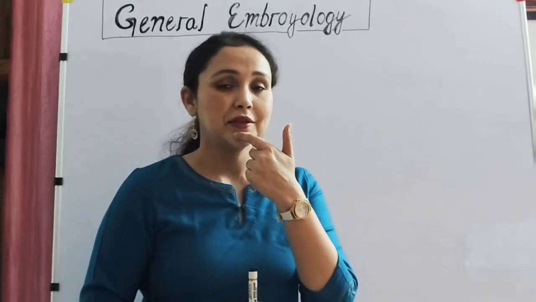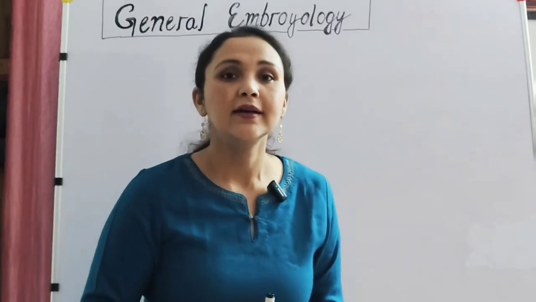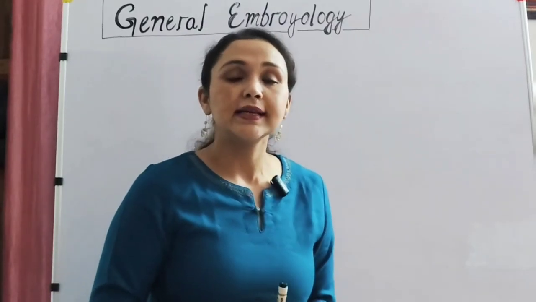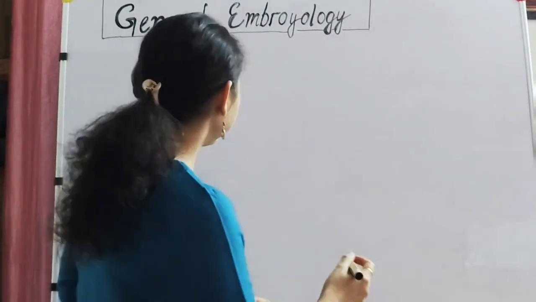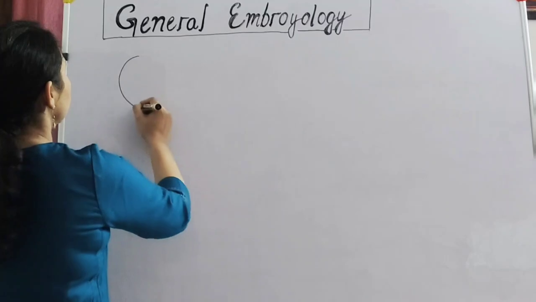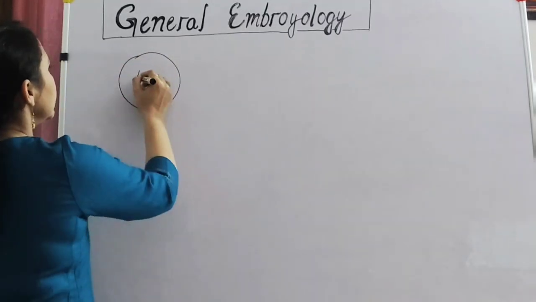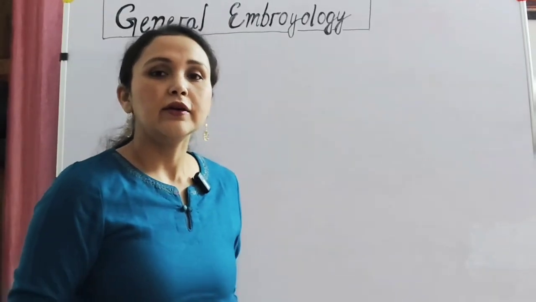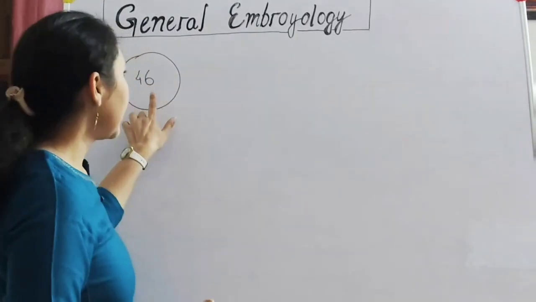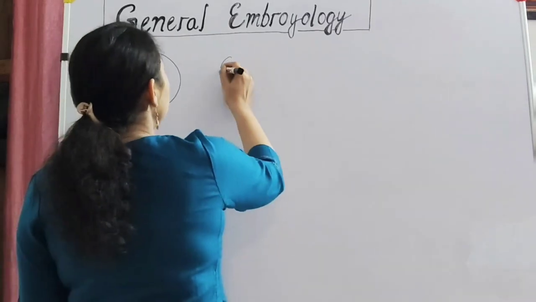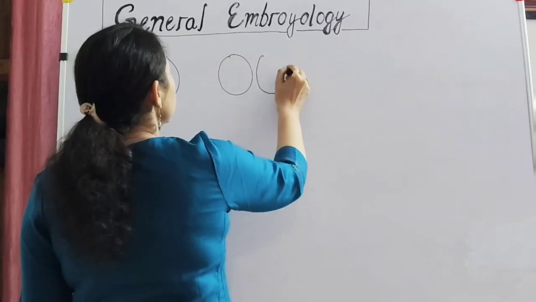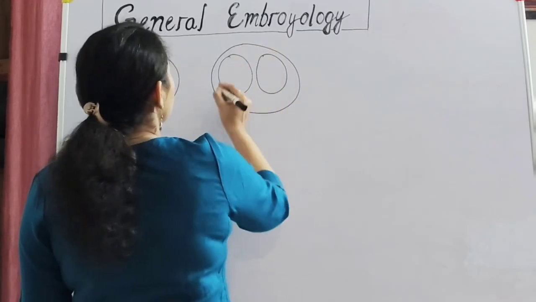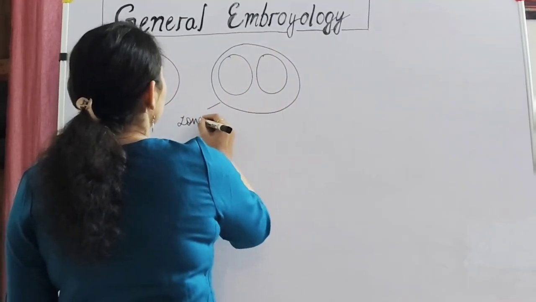With the fertilization, the product formed is a zygote, right? So a zygote is a cell that has 46 chromosomes. So this is a zygote which has 46 chromosomes. As soon as it is formed, it undergoes mitotic divisions. The mitotic divisions in this cell will lead to the formation of two cells. And this whole structure is surrounded by the zona pellucida.